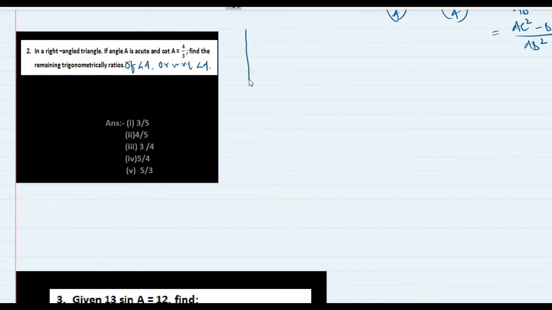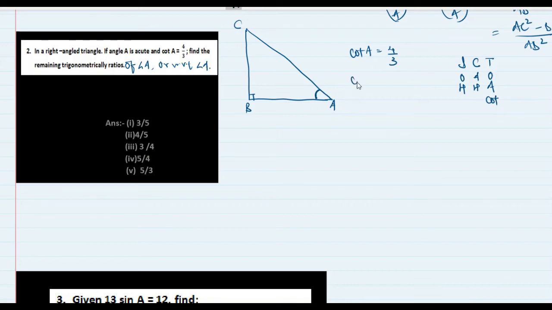Okay, so let's first draw a right angle triangle in which our angle of reference is angle A. Let me take this as A, B and C. This is our angle of reference, and we know that cot of angle A is 4 by 3. So applying SOHCAHTOA, we know that tan is opposite upon adjacent and cot is the reciprocal of tan. So cot of angle A is adjacent upon opposite. Now what is adjacent to angle A? Adjacent to angle A is AB and opposite to angle A is BC, and the ratio is equal to 4 by 3. So therefore AB upon BC is equal to 4 by 3. So let AB be equal to 4x and BC be equal to 3x.